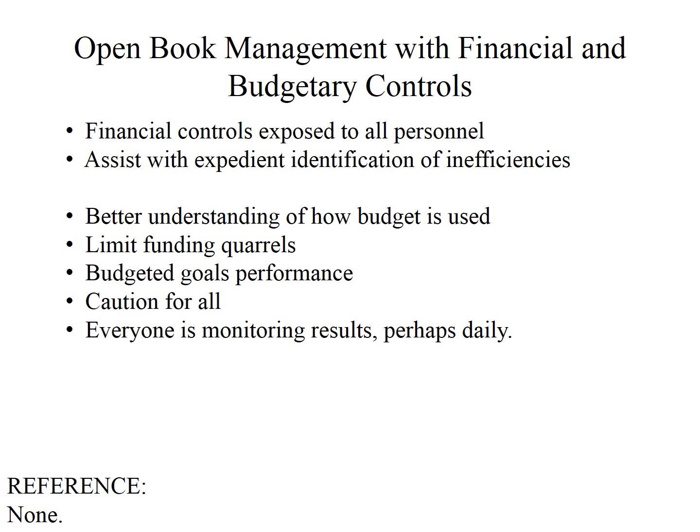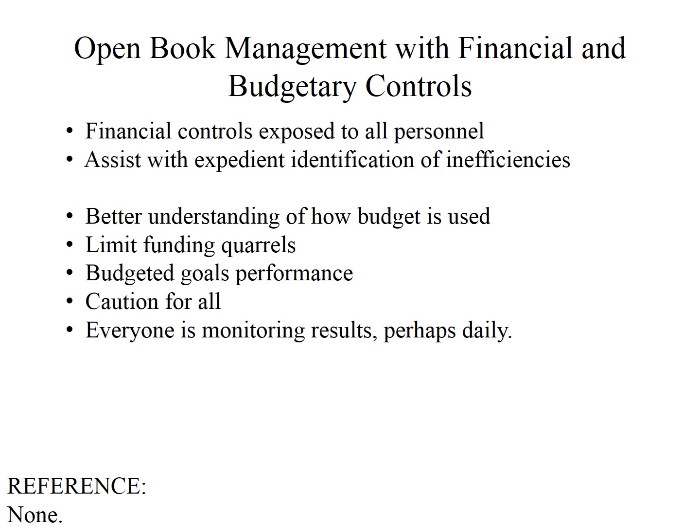Open book management with financial and budgetary controls is used really well because financial controls are exposed to all the personnel, so they understand the importance of either eliminating waste or working more efficiently, and it assists with expedient identification of inefficiencies, so that if an assembly line is running inefficiently, then it's in everybody's best interest to come to the manager and say, hey, we need to get this fixed so that we can get our profits up.